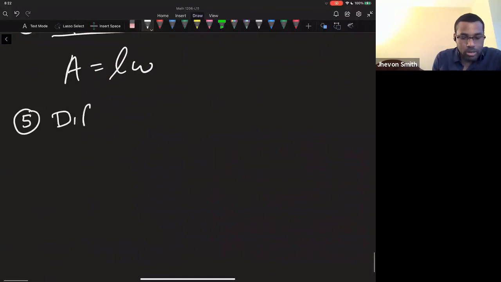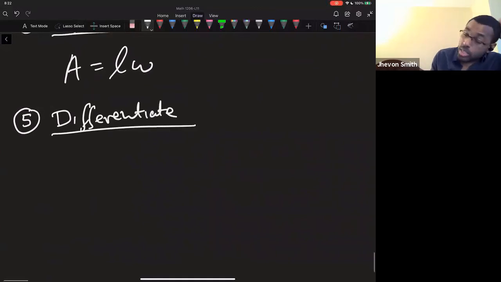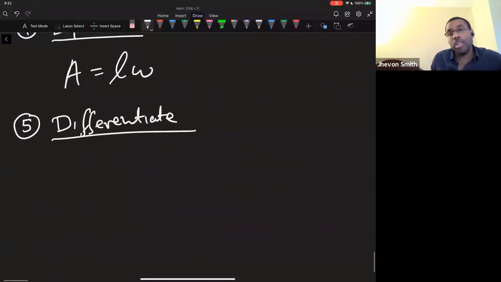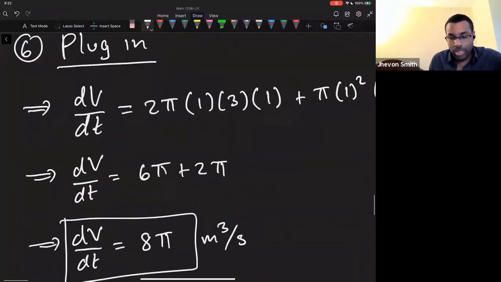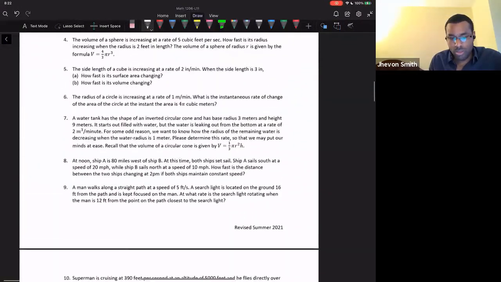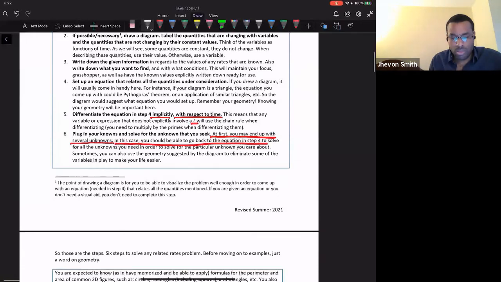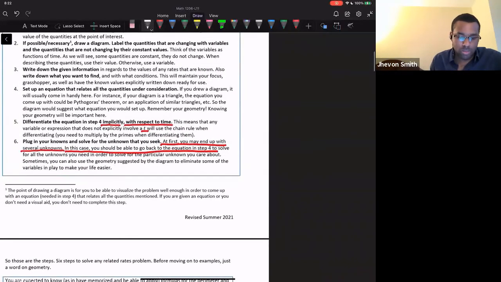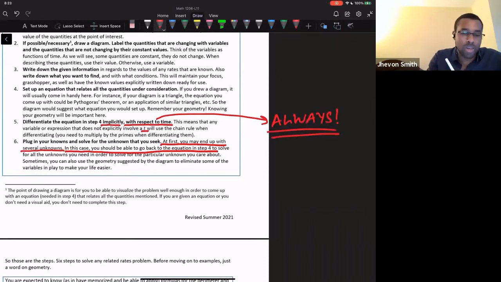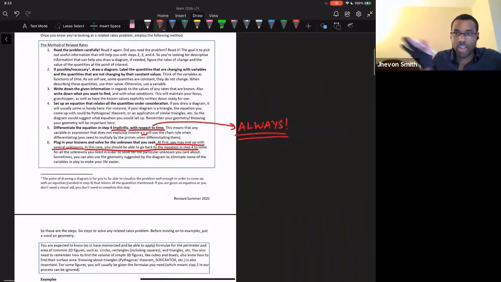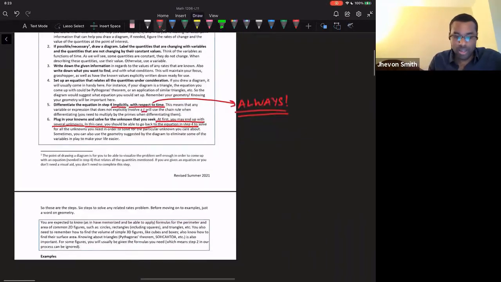5, I want to differentiate. Now I'm just going to write differentiate, but we know that it has to be implicit with respect to t. It is always implicit with respect to t. Just in case it's not clear, always. t is always the independent variable when it comes to related rates. It's never going to be one of the other guys. It's always t.